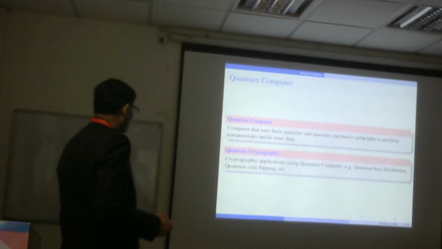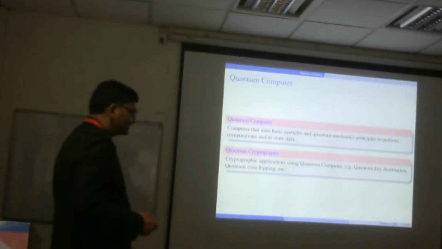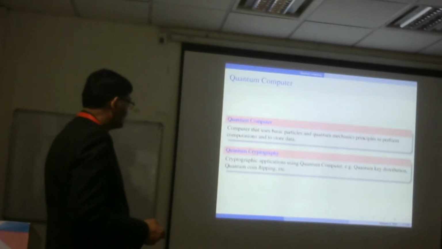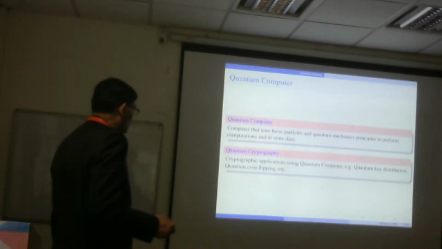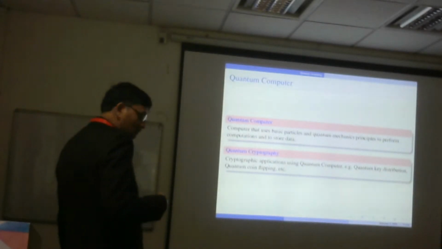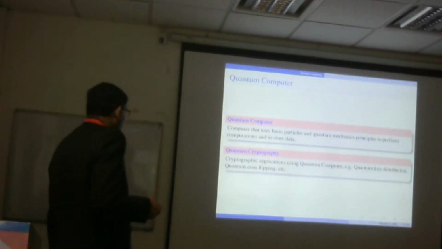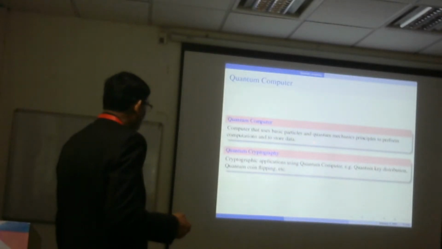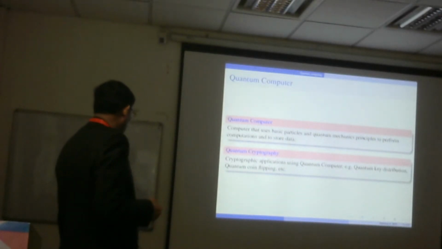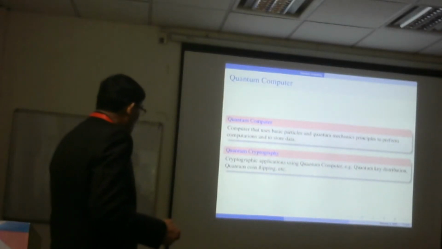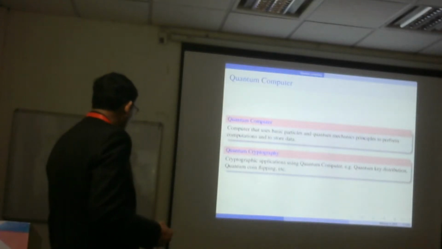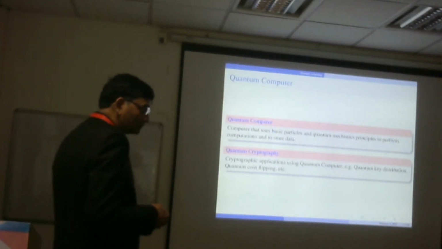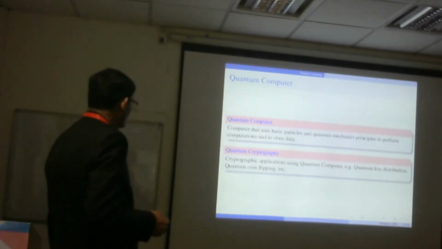A computer that uses basic particles and quantum mechanical principles to do computational tasks and to store data. When we use quantum mechanics principles for computational tasks, that is called a quantum computer. Quantum cryptography is a cryptographic application using quantum computers, such as quantum key distribution and quantum coin flipping. So we use the quantum computer to design these protocols.